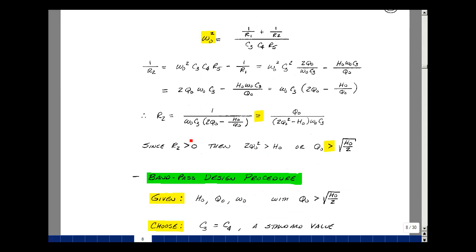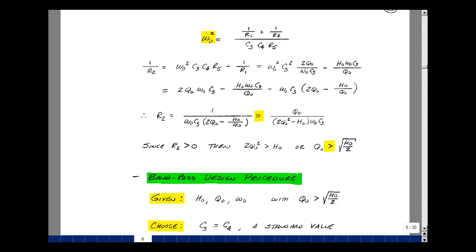R2 then is 1 over this. Multiply numerator and denominator by Q naught. I get a Q naught here, omega naught C3, 2Q naught squared, and then the Q naught canceling. You can see that this resistor could possibly go negative. I've got another constraint to worry about, and that's the values of H naught and Q naught. This is implying that for a positive resistor, 2Q naught squared is greater than H naught. Or we could solve for this as Q naught needs to be greater than the square root of H naught over 2.